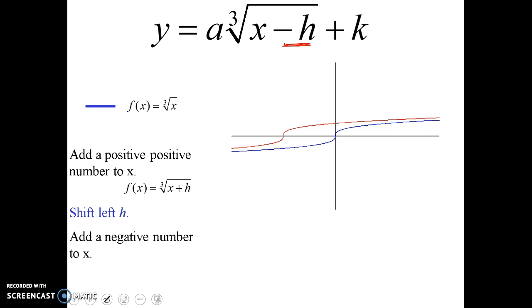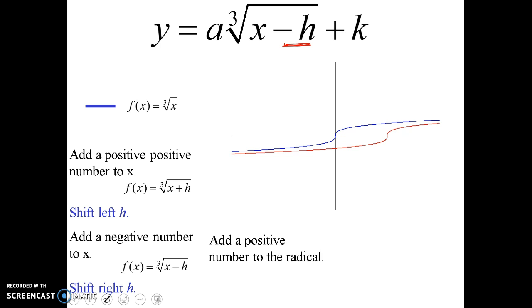And when we have a negative h value, so it's the cube root of x minus h, it's actually going to move to the right the same number of units. So it looks something like that. If we add a number outside of the square root sign, like to the k value out here, then it's actually going to shift it up that many units. And so it would look something like this.